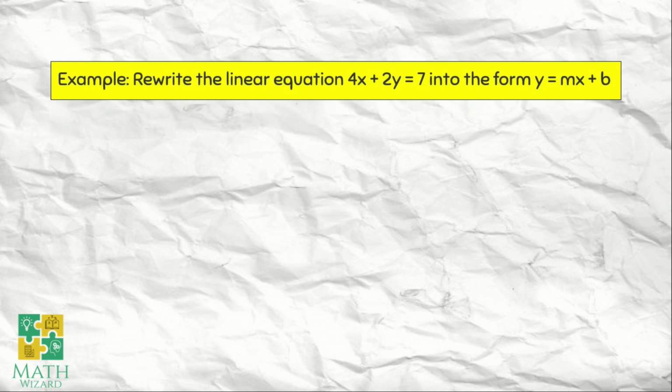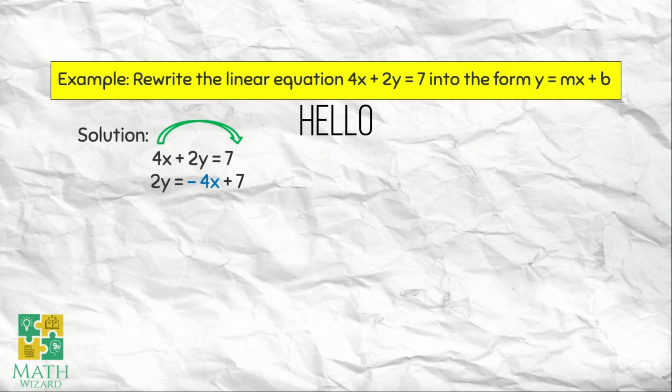Rewrite the linear equation 4x plus 2y is equal to 7 into the form y is equal to mx plus b. Solution. Siyempre, susulat muna natin. Next, ano yung next step natin? Since yung mx ay nasa right side ng equation, ililipat natin si 4x to the right side of the equation. So, it becomes 2y is equal to negative 4x plus 7.